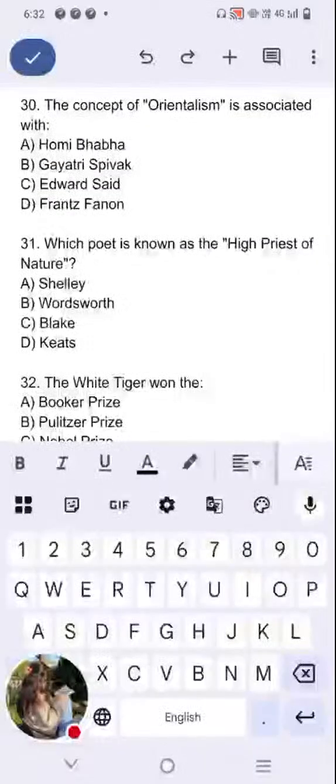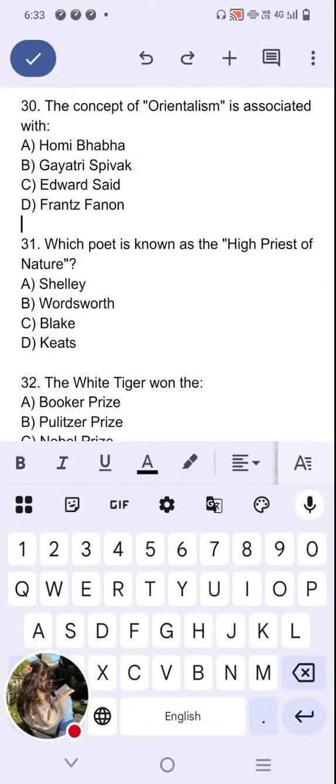The concept of Orientalism is associated with who among the following? Option A, Homi Bhabha. Option B, Gayatri Spivak. Option C, Edward Said. Option D, Frantz Fanon. It's a seminal work when it comes to post-colonial criticism, where this person makes a compare and contrast between Orient and Occident, the East versus West, and it is Edward Said.